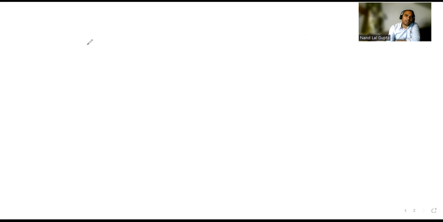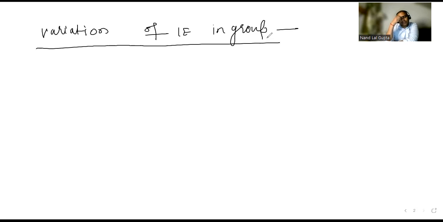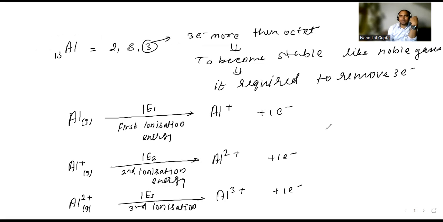So I am erasing this one. Going for the variation of IE, the variation of ionization energy in a group. We are going to check what is going to happen. Can you guess what will happen in the group? Is it easy to remove an electron or difficult to remove an electron? Easy. Let me explain one more point here.